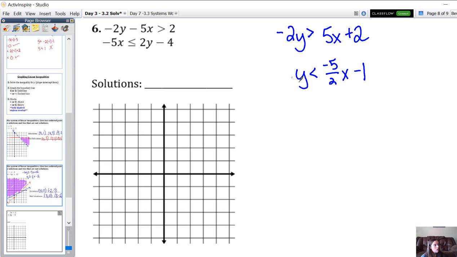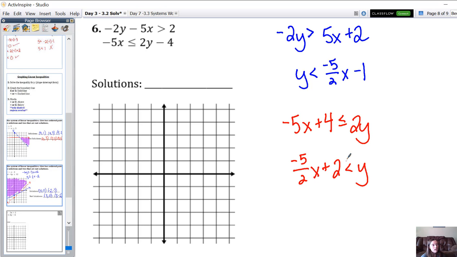Then in our second one, we need to move the 4 over. So we have negative 5x plus 4 less than or equal to 2y. And then divide everything by 2. Negative 5 over 2 x plus 2 is less than y. Now this one I'm going to rewrite to where y is on the left so that it's easier for me to see where my shading is going to go. But I need to make sure I keep the arrow pointing in the correct direction. So y is greater than negative 5 over 2 x plus 2.